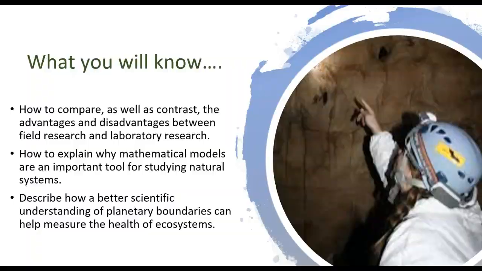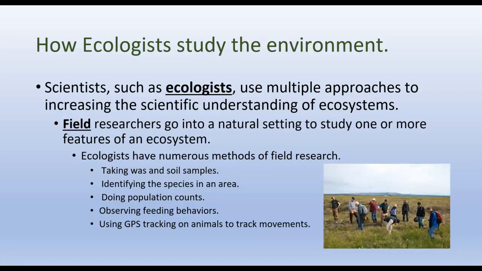So let's dive in. The first thing we're going to address is how scientists, or ecologists specifically, study the environment. Scientists such as ecologists use a variety of approaches in increasing their understanding of the ecosystem. Field researchers go into the natural setting to study one or more features. Over here in the picture, you would be looking at field researchers. These are people who are going out into the natural setting.